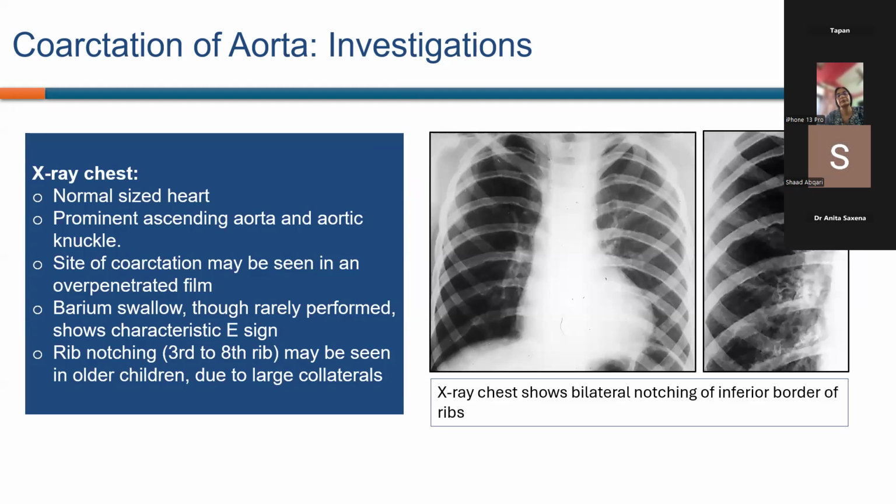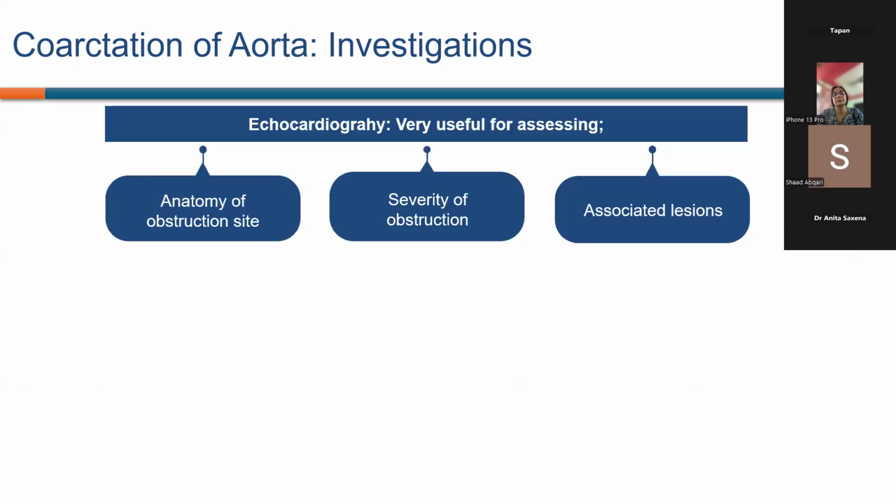You may be able to see, in an over-penetrated film, a 3 sign, as we call it, which is the site of obstruction. Barium swallow, if you do, you will see the typical E sign. Of course, we don't do it anymore. And I think another thing that you have to look for in older children is the presence of rib notching, which if present would be quite diagnostic of coarctation of aorta.